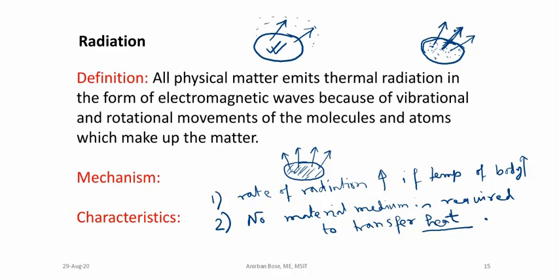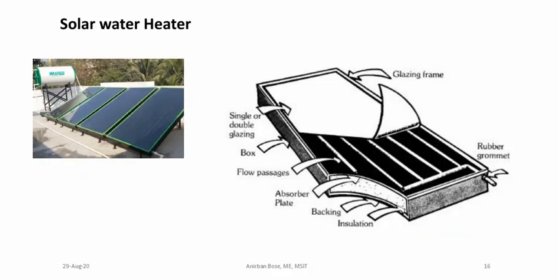So here we have seen a very brief description of the three modes of heat transfer. Now we'll see one example again, and that example is of a solar water heater.